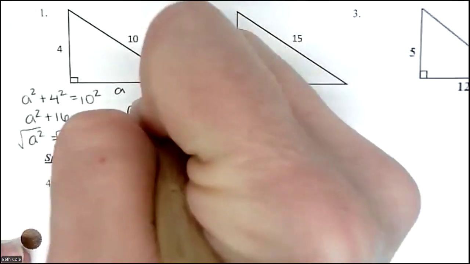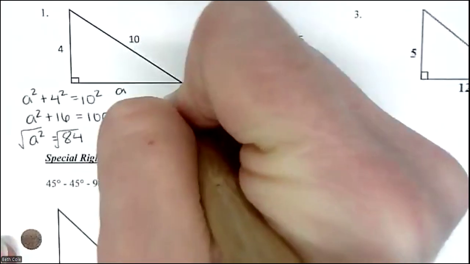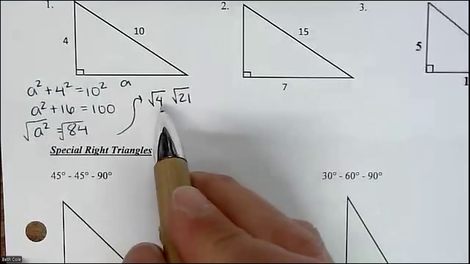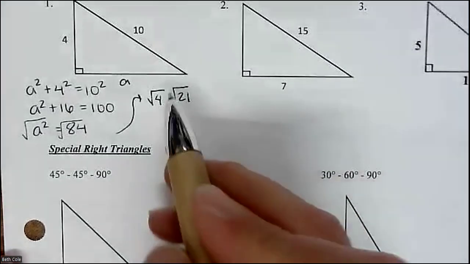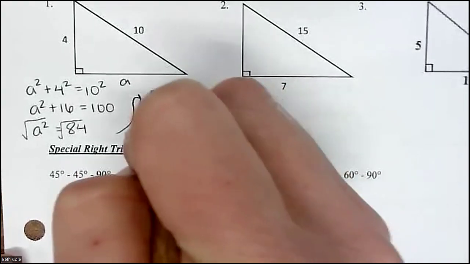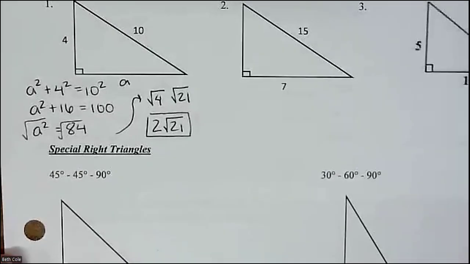Okay. It is 4. And then it'll be 4 times 21. All right. And then the whole point of choosing 4 is you can actually do that one. What is your square root of 4? 2. So 2 square root of 21 is your final answer.